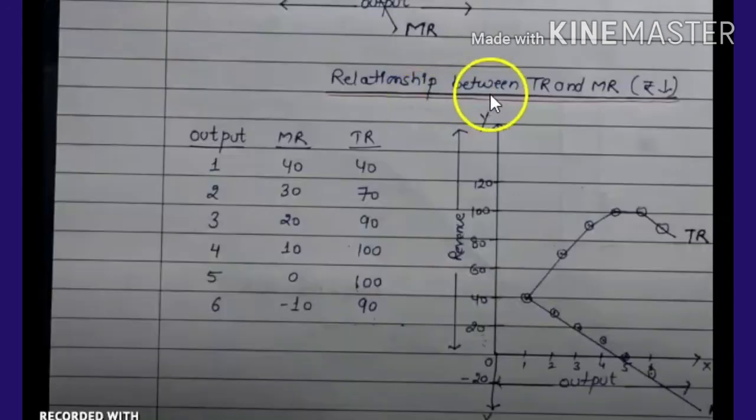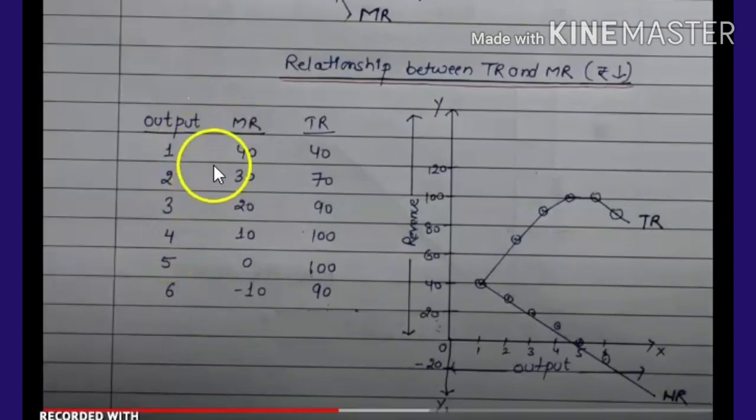Next we are going to see the relationship between TR and MR. As the output increases, marginal revenue becomes negative, and total revenue at first increases, then becomes constant, then starts diminishing. Just as the law of variable proportion applies, the same condition will be reflected in this curve, that is, TR is diminishing and going downwards, when the MR curve becomes negative.